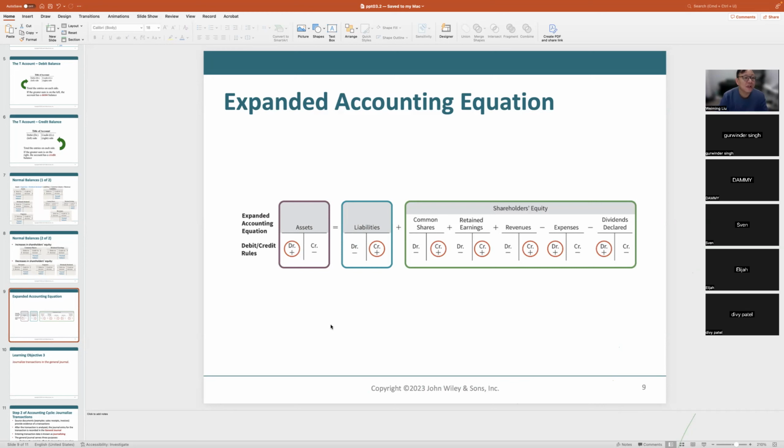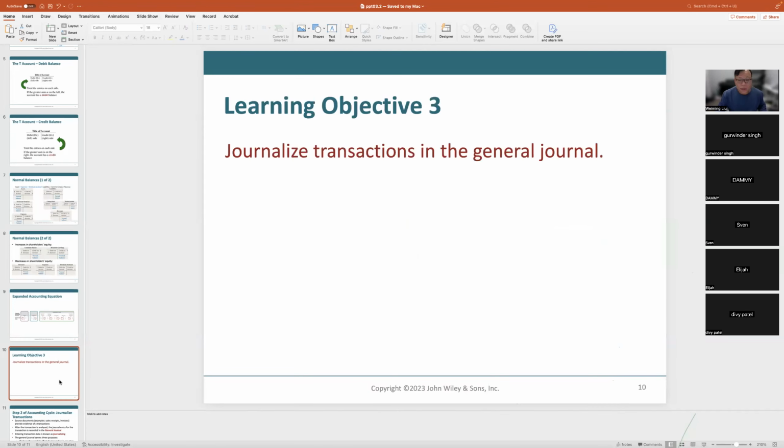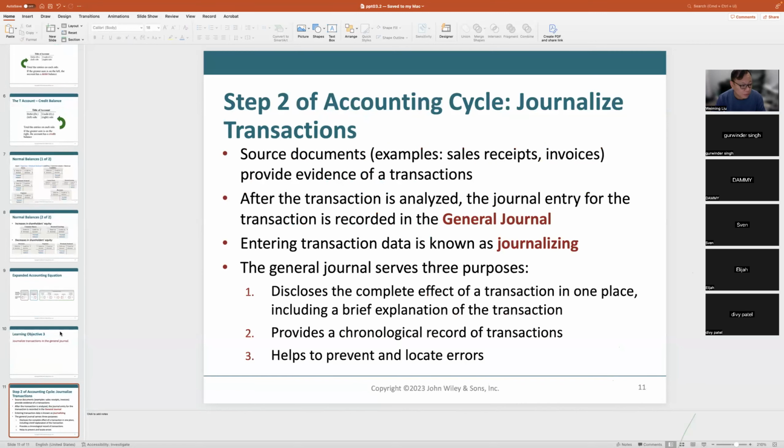Okay, awesome. So Randeep is asking me a question. Okay. Anyone else have a question? No? Okay. So learning objective number 3, journalize transactions in the general journal. Okay.